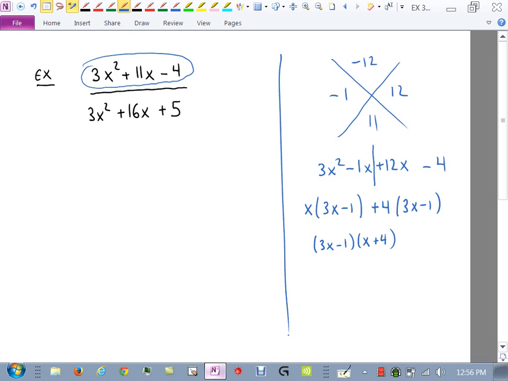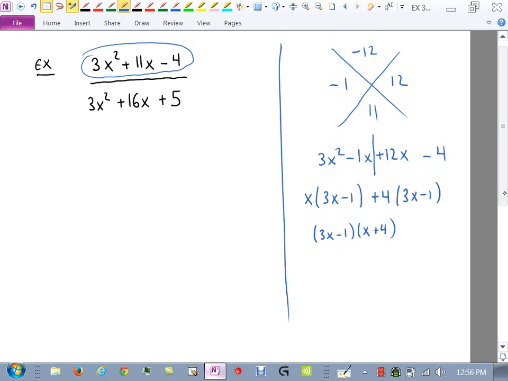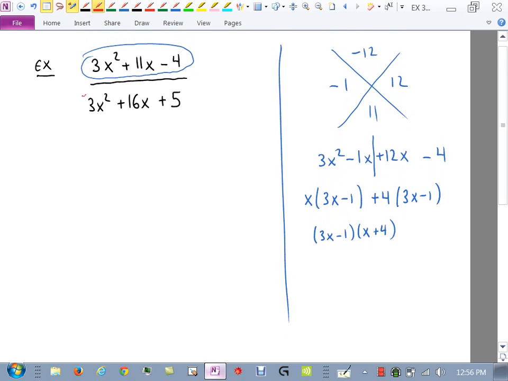Now notice, everything I've done on the side over here is like my scratch work. This isn't part of my answer. I mean, it will be, but this is all done on the side. And now I'm going to do the other part of this, which is the denominator. I have to do a little cross for that and then do the whole thing again, right? So let's do that one. I'll put that one right here.